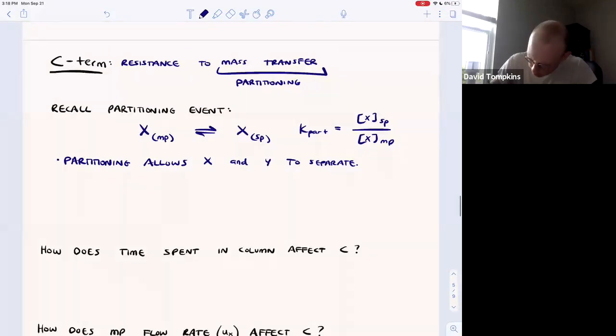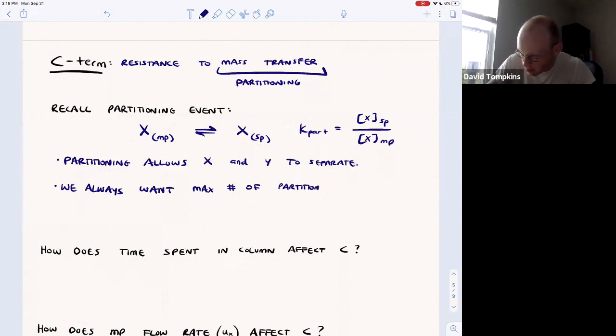And we said that for the optimal and efficient separation, we want the maximum number of these partitioning events so that the column can do its job. And because compounds X and Y stick so many times, they can tell a very small difference between the structure of X and Y, and they will come out at different times. It will separate well if there are lots of sticking events. Okay.